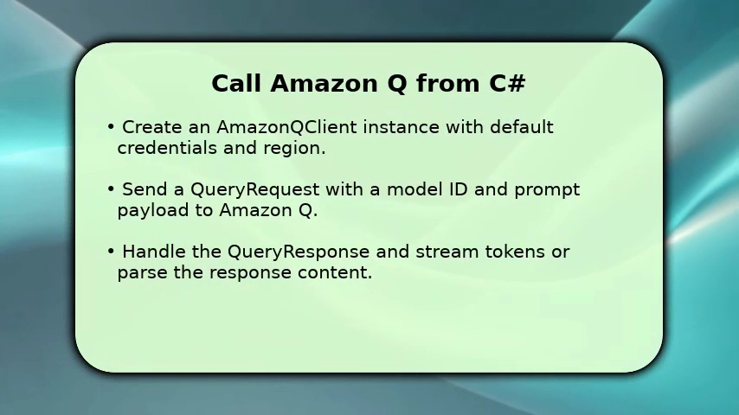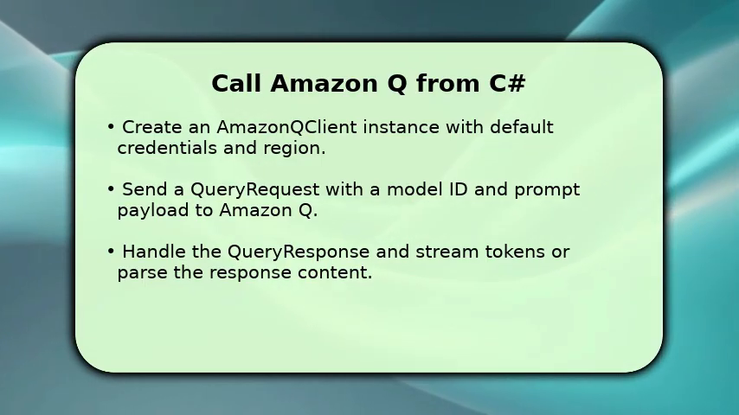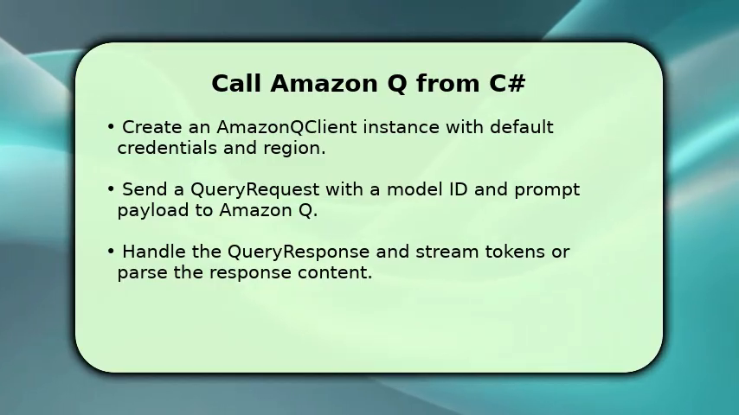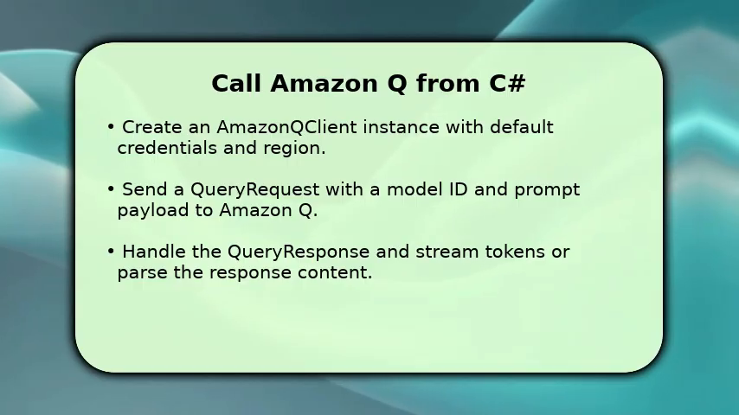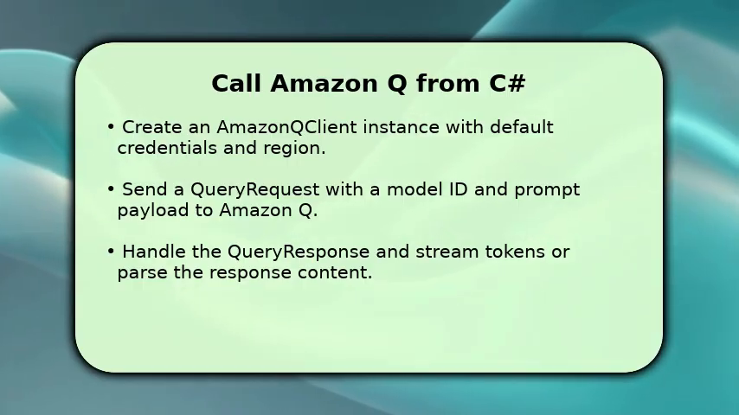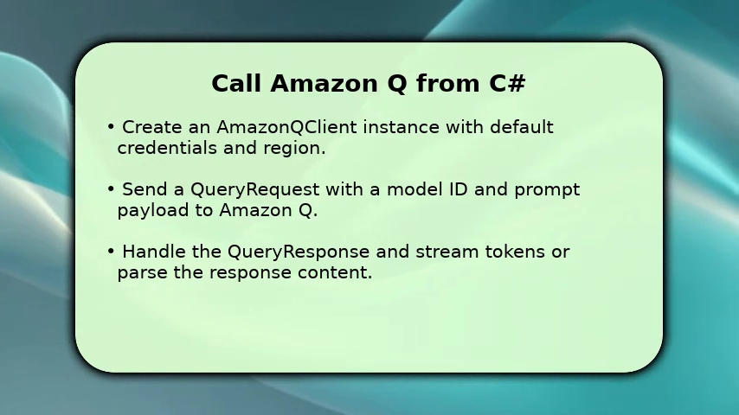In your C# project, add using statements for the Amazon Q client namespaces. Instantiate an Amazon Q client with default credentials and the configured region. Build a query request object with the model ID and the prompt or input payload you want to evaluate.